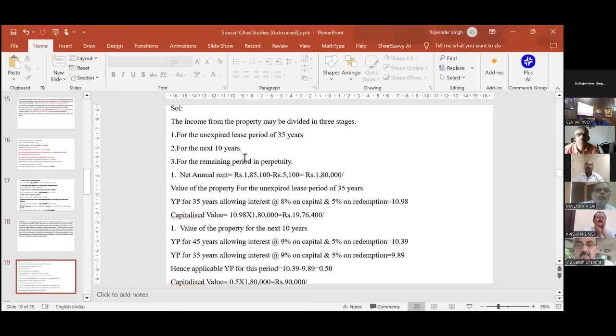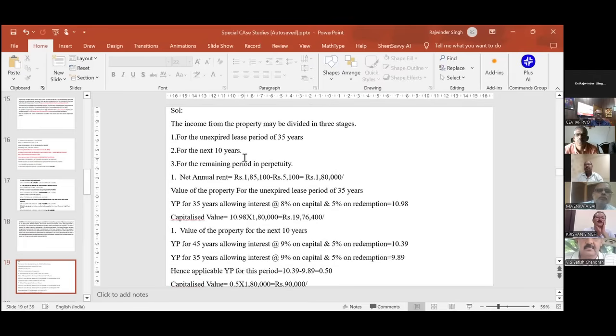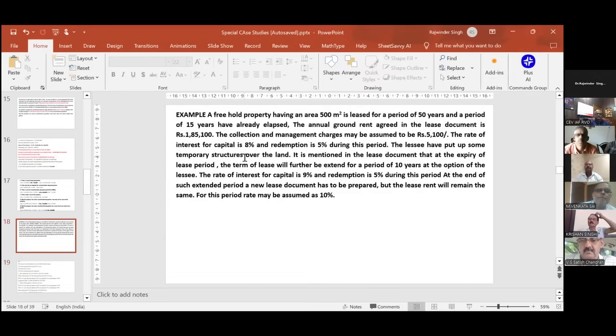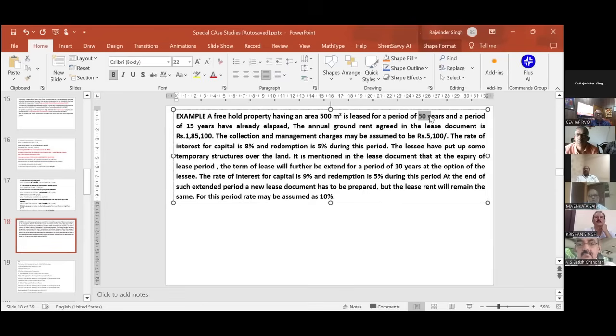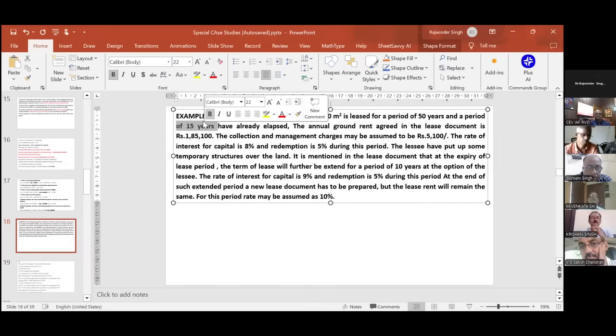Clear. How to proceed in these cases? Lease period is 50 years. How much time has elapsed? 15. So what is unexpired? 35 years. So it is 35 years.